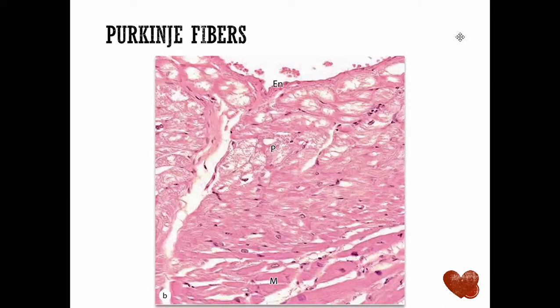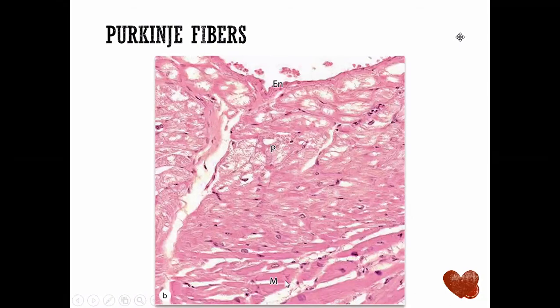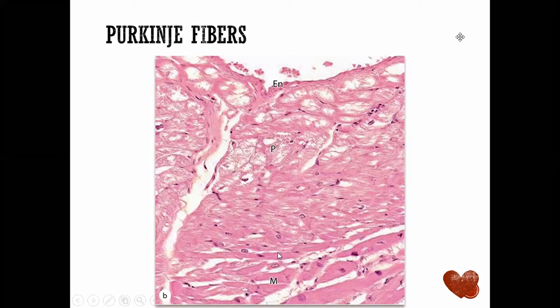Okay, here are your Purkinje fibers. You have your endothelium, a single lining of squamous epithelium. And this is your cardiac muscle. You see the difference with the Purkinje fibers. These are all cardiac muscles.